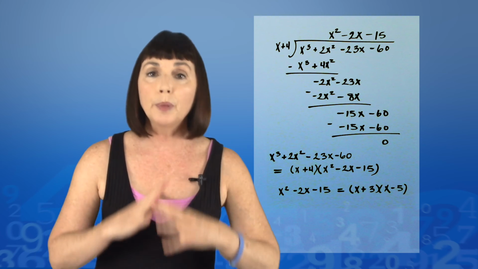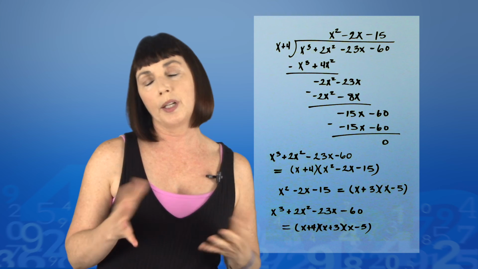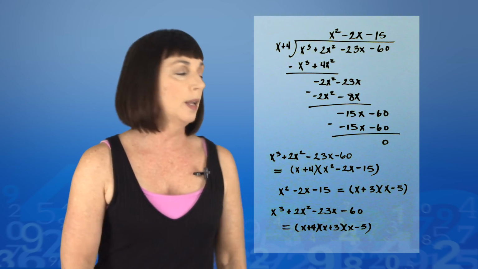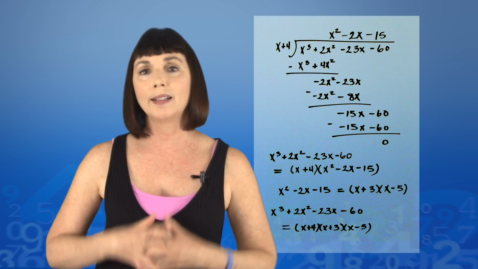So now we have completely factored our polynomial. X cubed plus 2x squared minus 23x minus 60 is equal to quantity x plus 4 times quantity x plus 3 times quantity x minus 5.